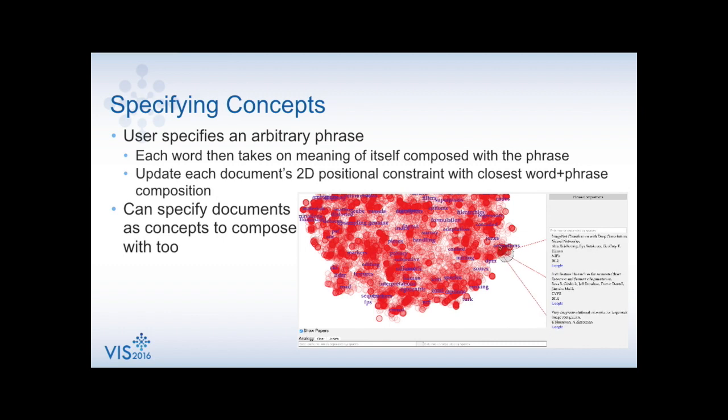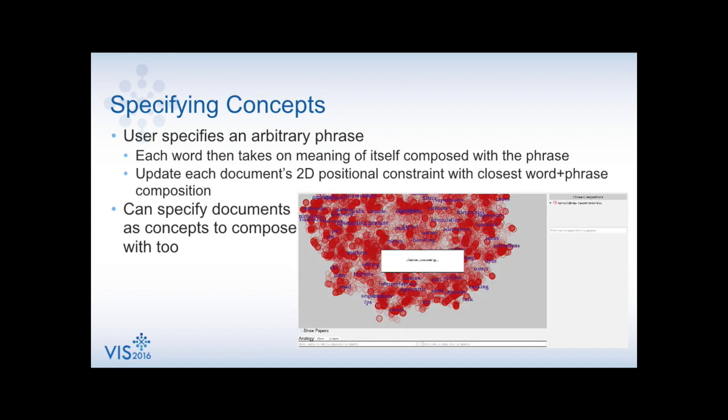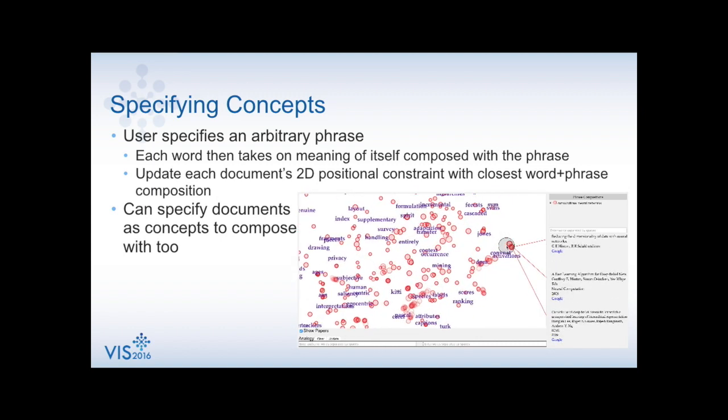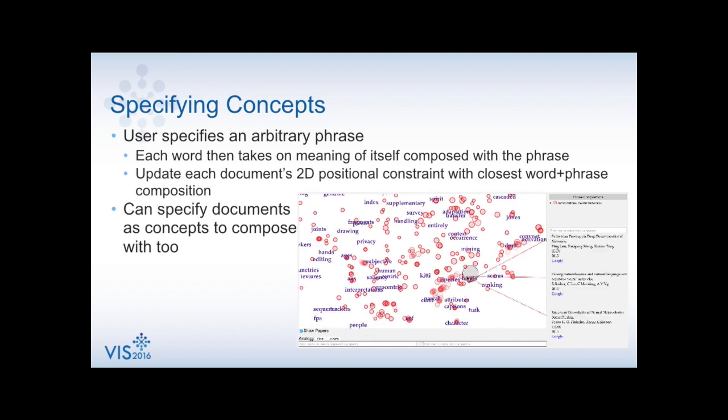So here we show an example where, upon specifying a given phrase, each shown word's meaning takes on itself composed with that phrase, and each document either moves to a more relevant word-phrase composition or is filtered since its best composition poorly reflects the document. In practice, this results in documents moving to more detailed meanings. In this example, we see documents move to regions that are more specific uses of convolutional neural networks.